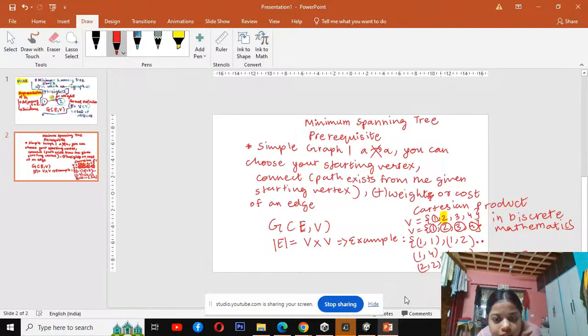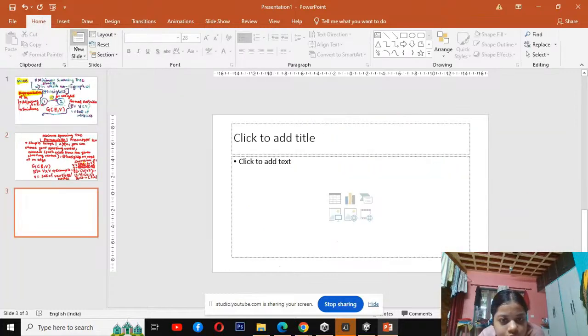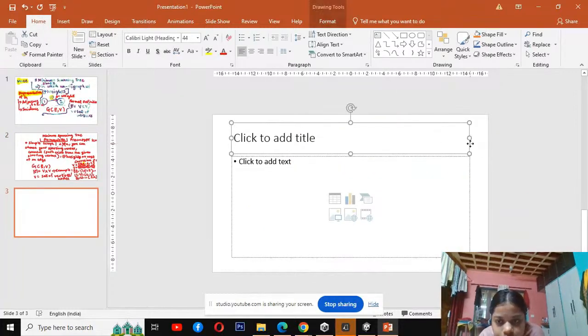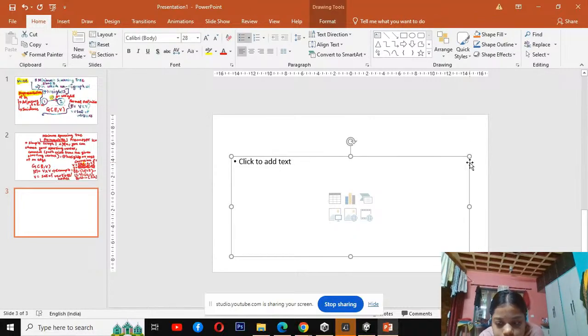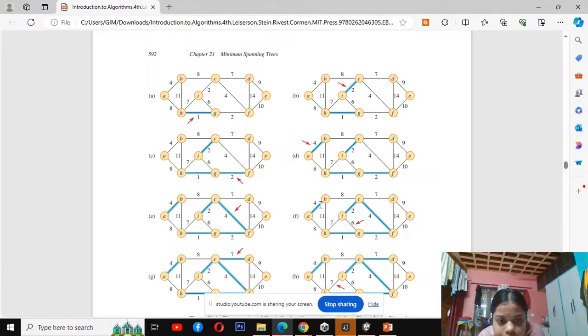I hope you guys are understanding what I mean by this. And then you have V is the set of vertices or nodes. Now you have this kind of precursor knowledge. So let's move on to the next slide. I'll refer to this.